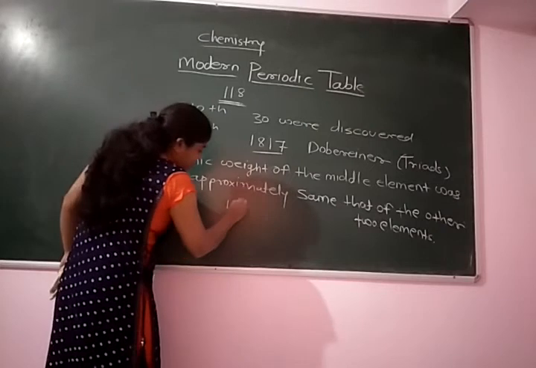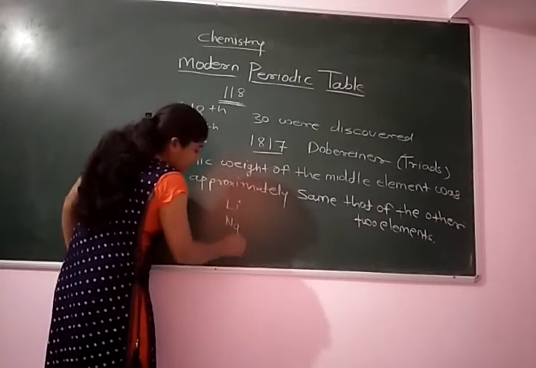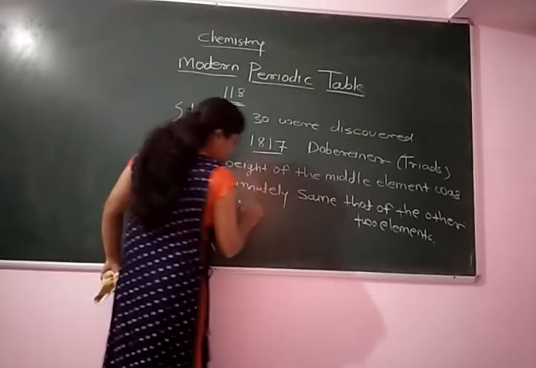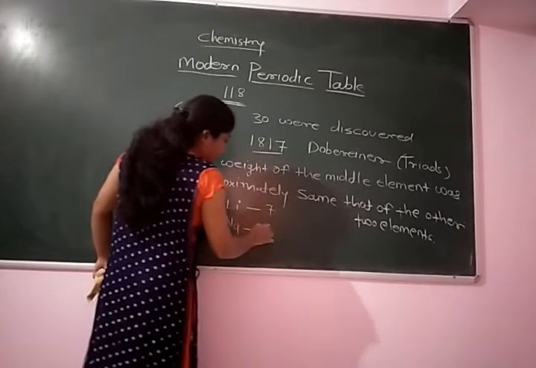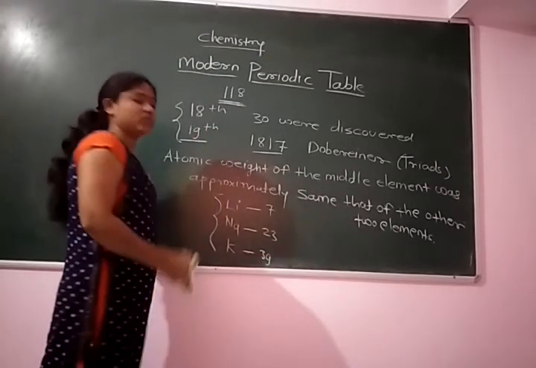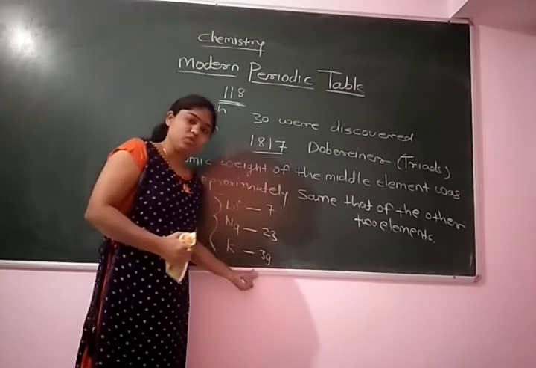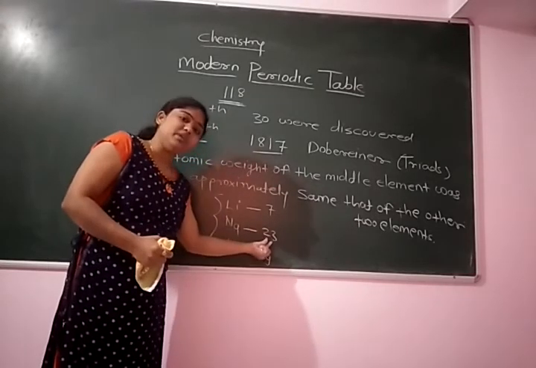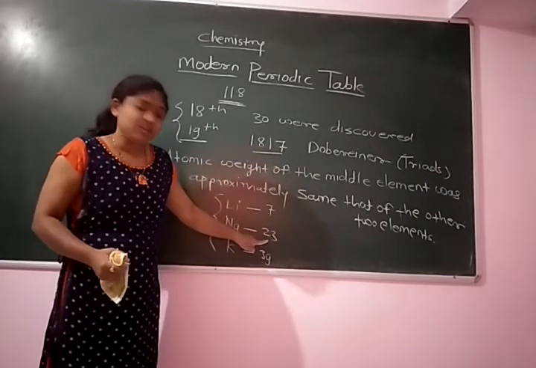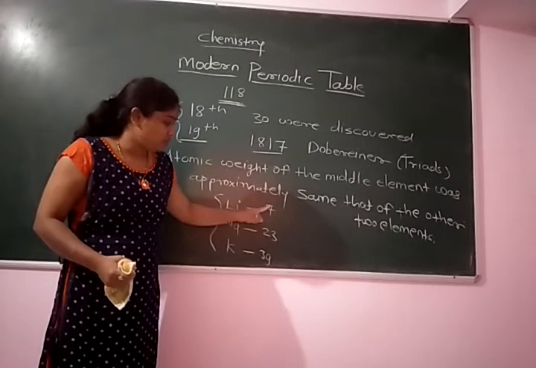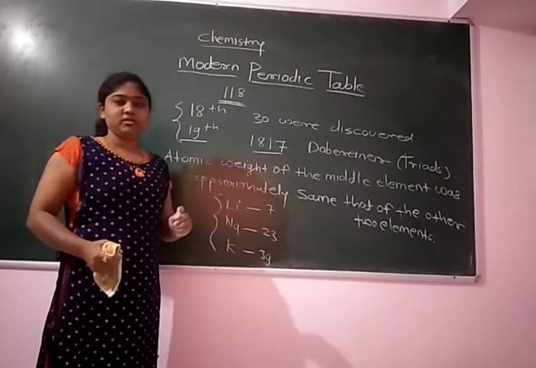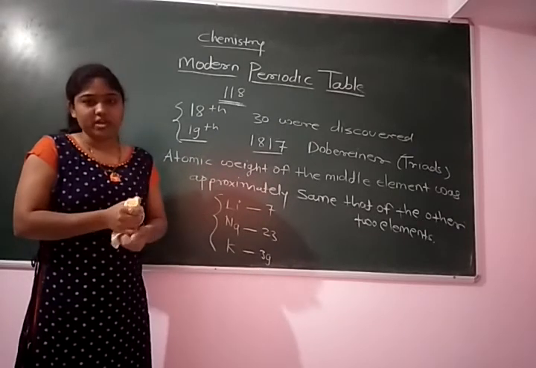For example, lithium, sodium and potassium. These three elements are a triad. The atomic weight of lithium is 7, sodium 23, potassium 39. Sodium is the middle element, and its atomic weight is approximately the same as that of the other two elements. So that was the triad of Dobereiner.